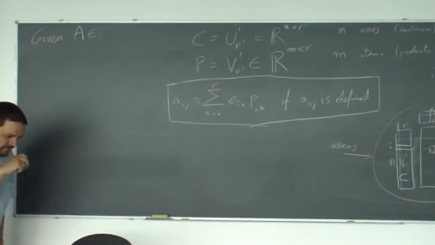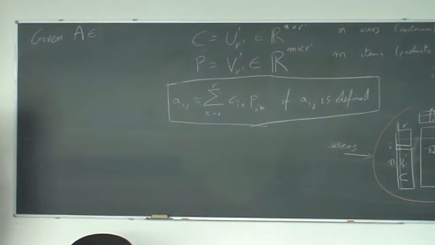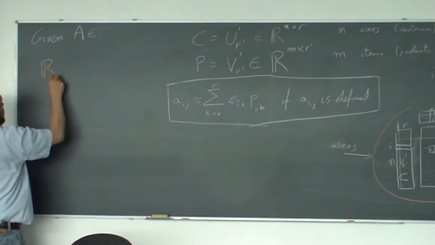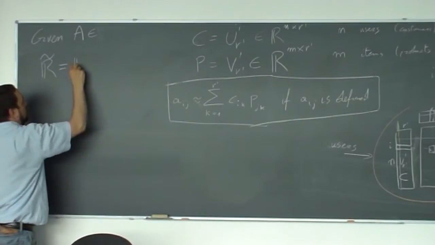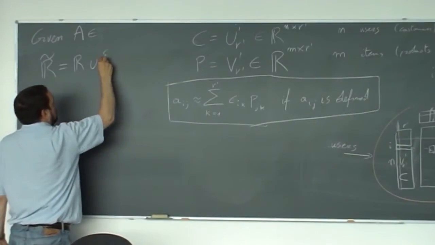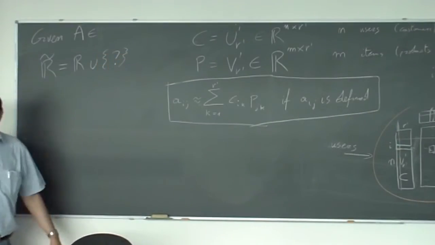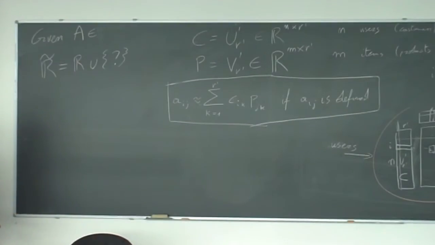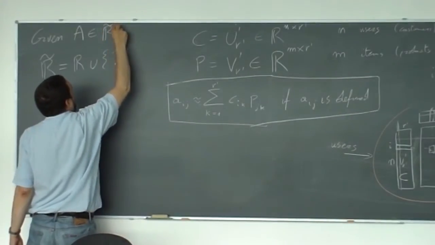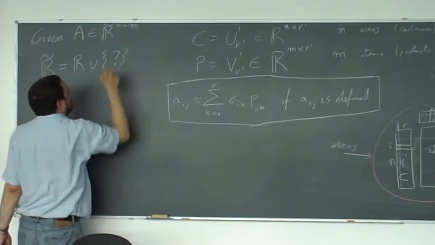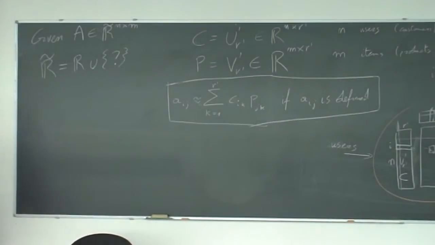I don't want to be too formal because you need to introduce too many symbols, and I always have problems with symbols. I never find enough of them. But let's say that I define everything in something which we call R tilde, which is R plus a symbol that indicates unknown. So A is actually a matrix in this new space.